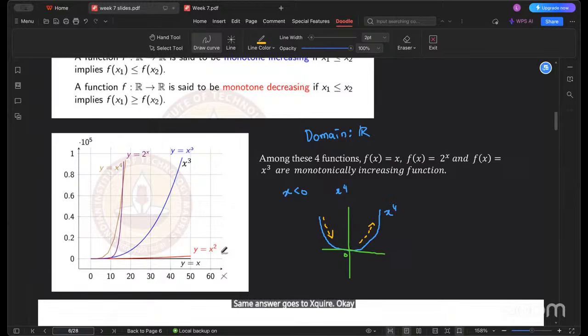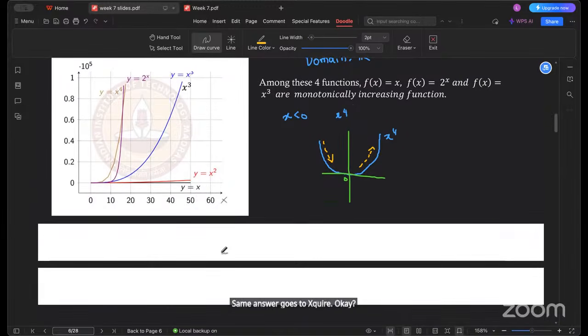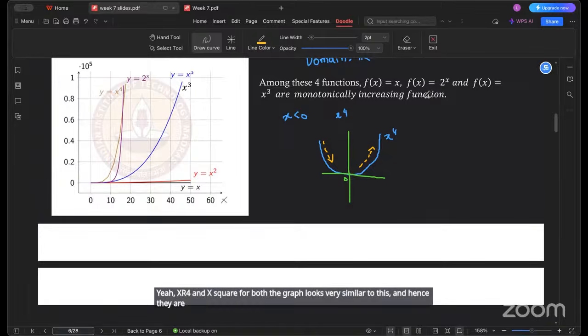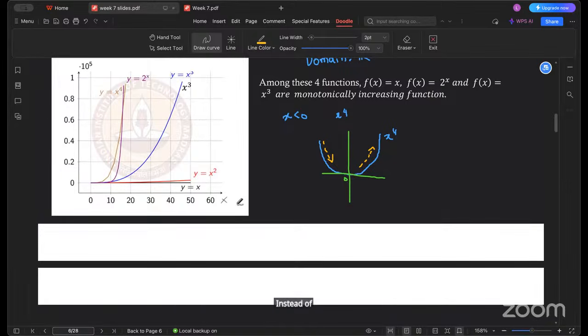No, you just said x to the power 4 is not increasing. Yeah, x power 4 and x square. For both, the graph looks very similar to this, and hence they are not monotonically increasing. Instead of x to the power 4, what do we get? x to the power 5, 6, or something greater than that.